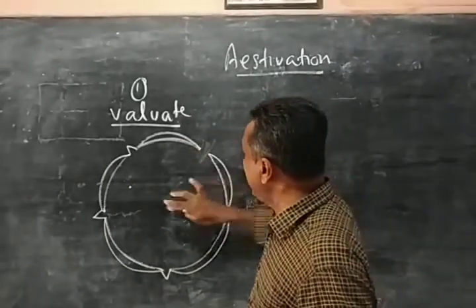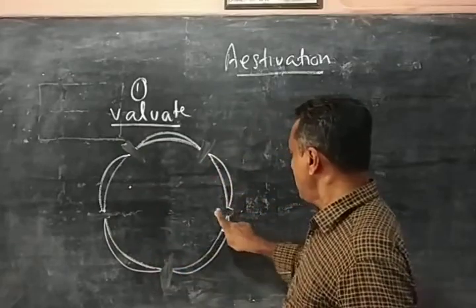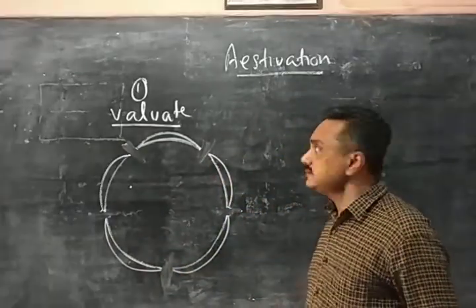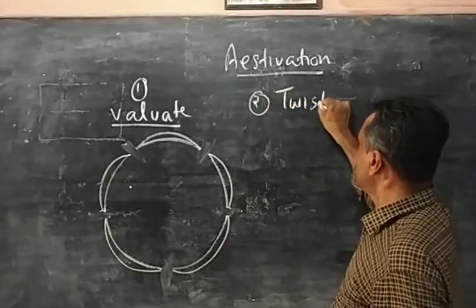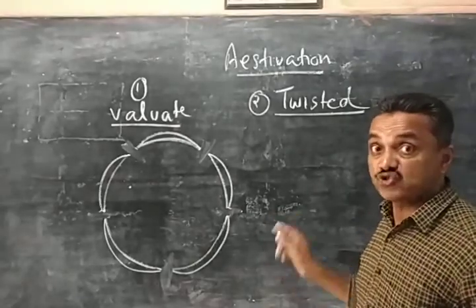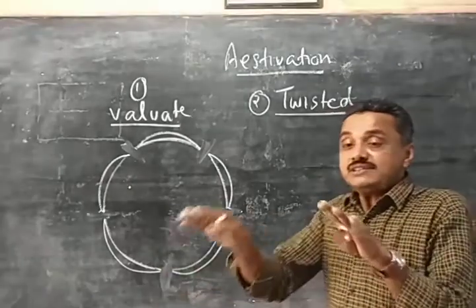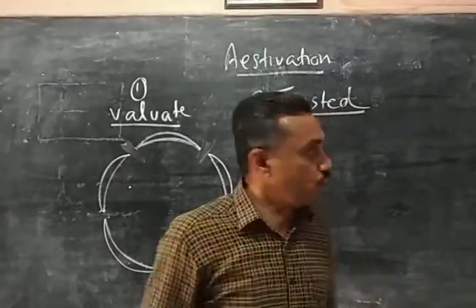You can do the same diagram. Valvate aestivation. Then second comes twisted aestivation. In hibiscus, the petals are twisted. Twisted means one side overlapping like this. I will do that.